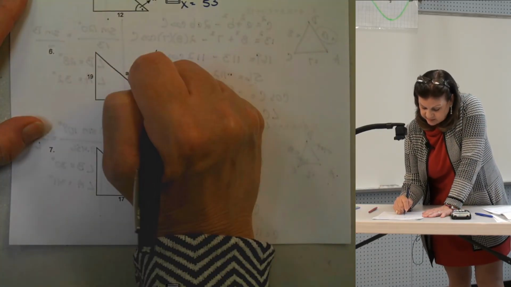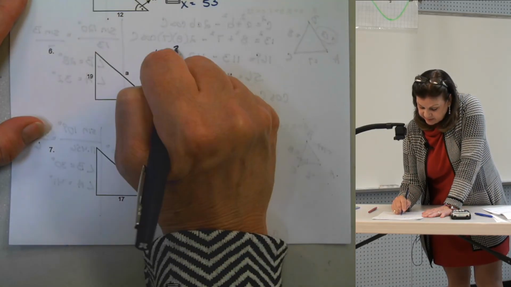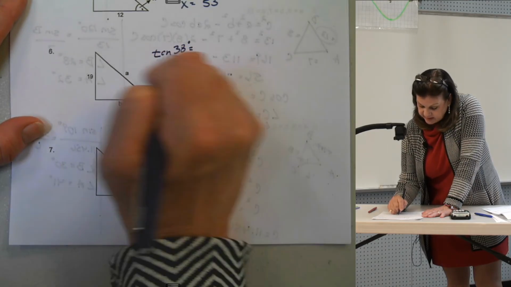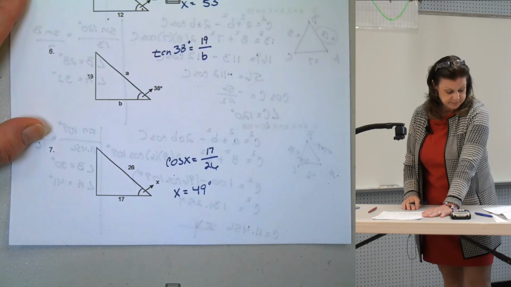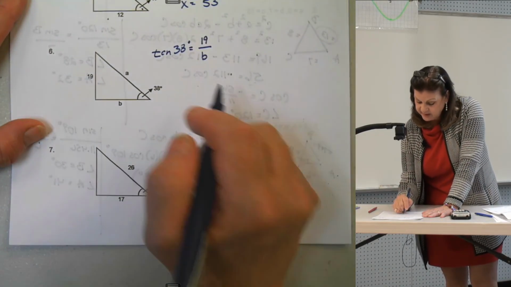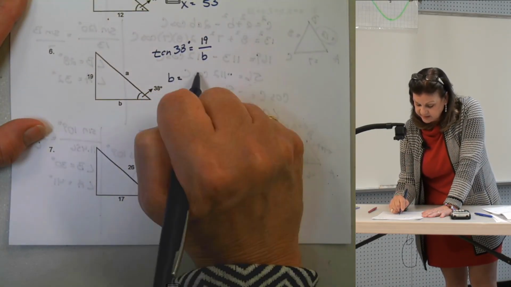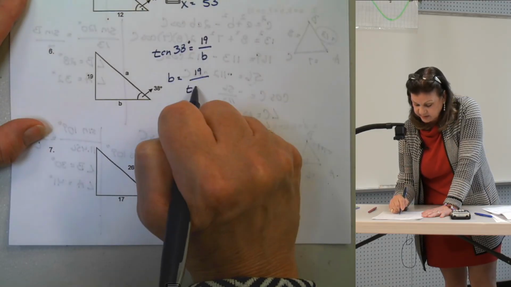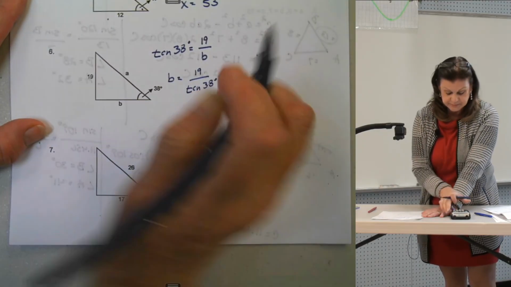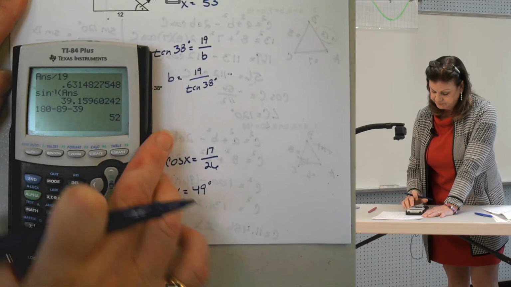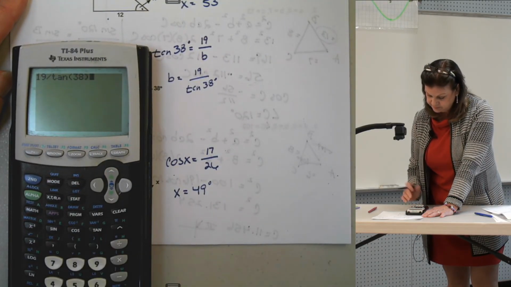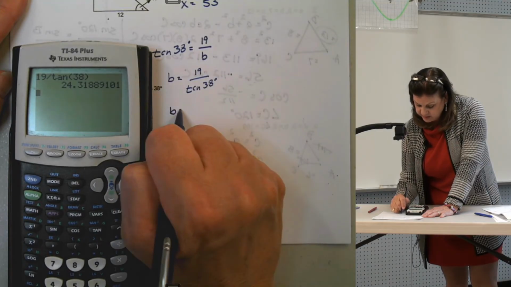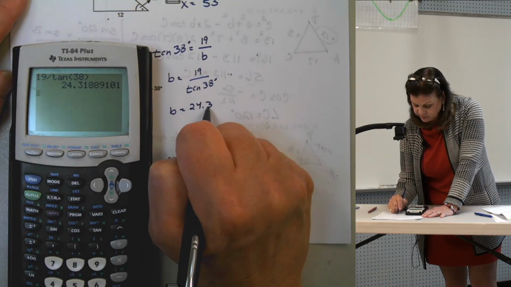Let's just say we take the tangent of 38 degrees and opposite over adjacent, right? So in that case, the length of B is 19 divided by the tangent of 38 degrees. So length of B is 24.318.